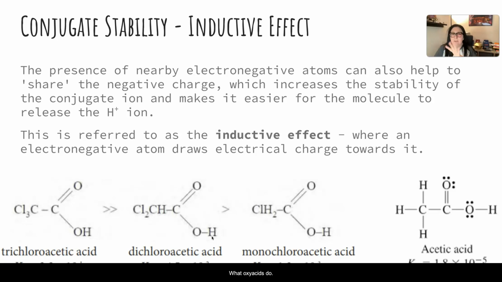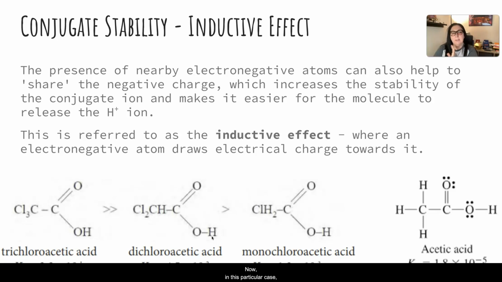What oxyacids do, adding all those oxygens to an oxyacid will pull the electrons closer to those oxygens, which weakens that OH bond. That's your acidic proton, so it's easier to give it up. And that also is a very stable conjugate base. Why? Because it has all that electronegativity, so it's able to hold on to that negative charge. And it's totally satisfied maintaining itself, holding on to a negative charge.